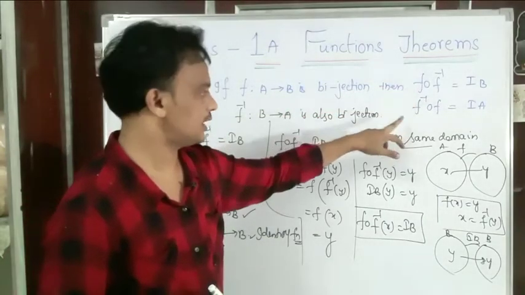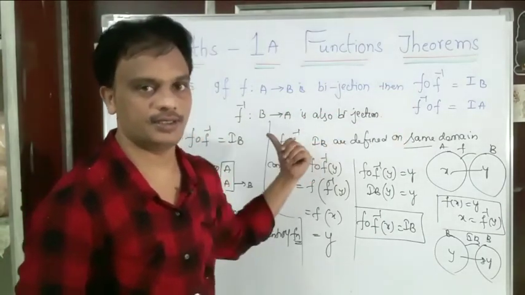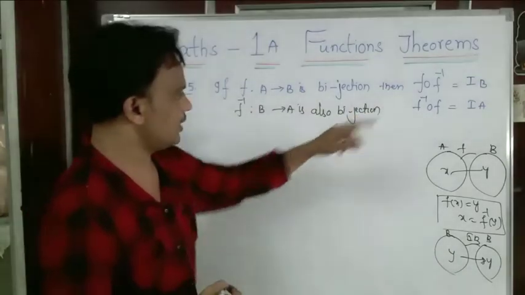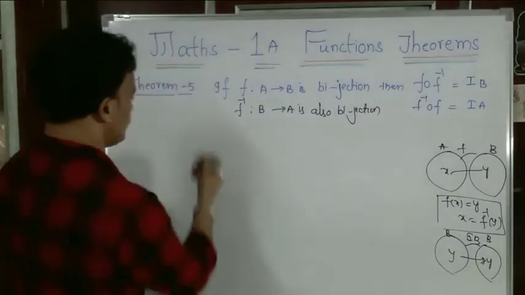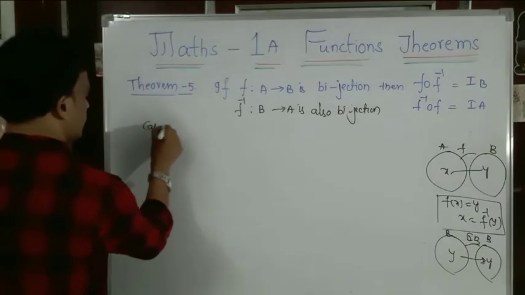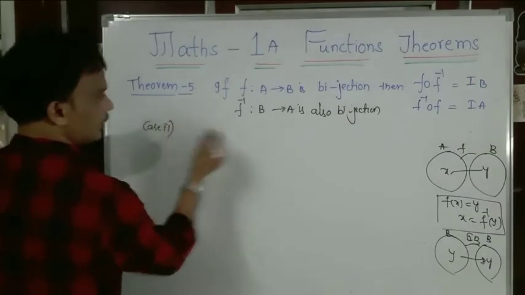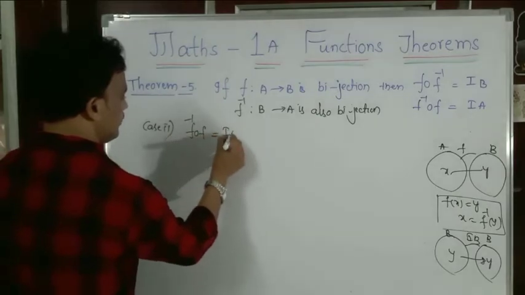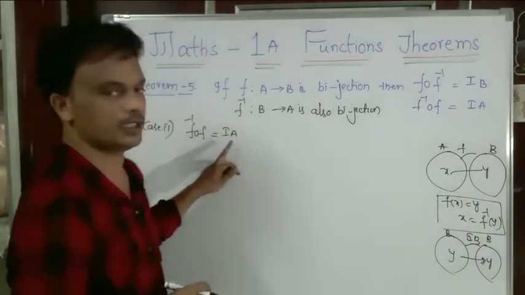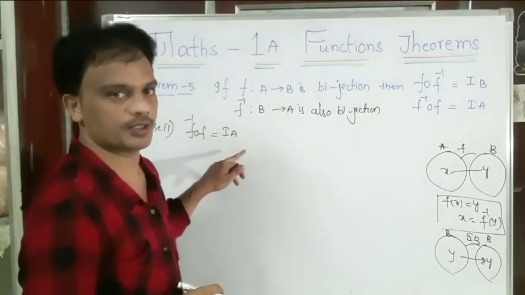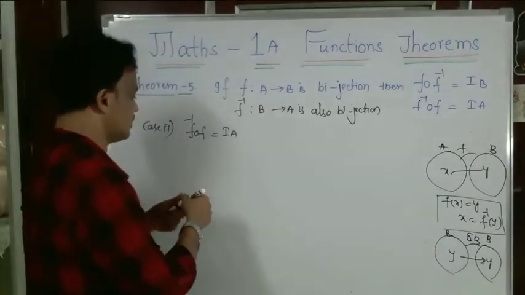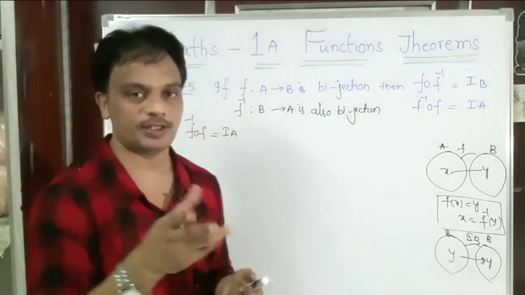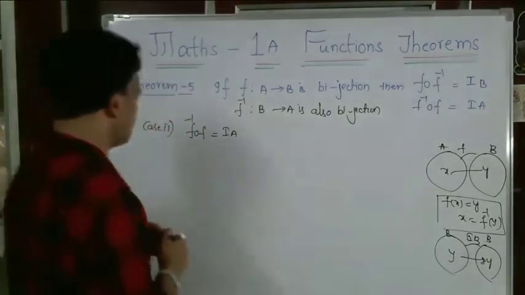Similarly we can prove case 2 also. Let us see that. So coming to case 2, what are we going to prove? f inverse circle f equals the identity function on A, which is defined from A to A. That thing we are going to prove. First of all, we already know this: when two functions are equal, they must be defined on the same domain. Check this one.